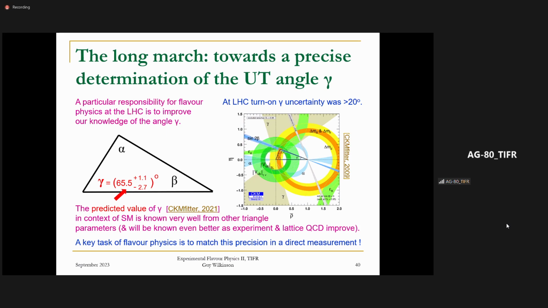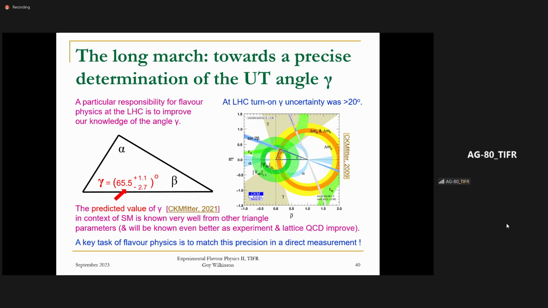At the LHC start, this gamma uncertainty was bigger than 20 degrees. You see this enormous range here. This is from 2009. This is from making direct measurements of this angle, and I will explain how we do that in the following slides. But what we want to do is see how the triangle as a whole looks, and from what we know about the rest of the triangle, we can get an indirect prediction of gamma. If we know what beta is, and we know these lengths, we can get an indirect prediction of gamma.